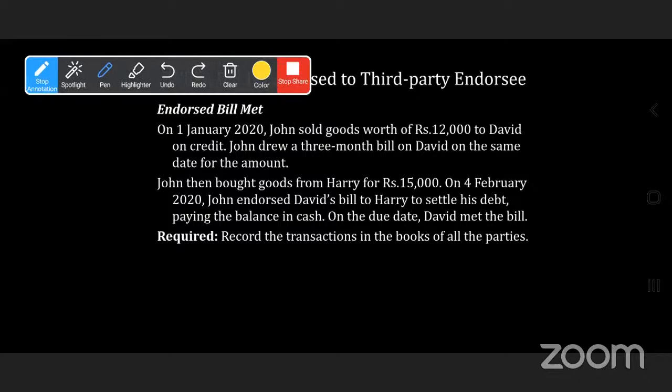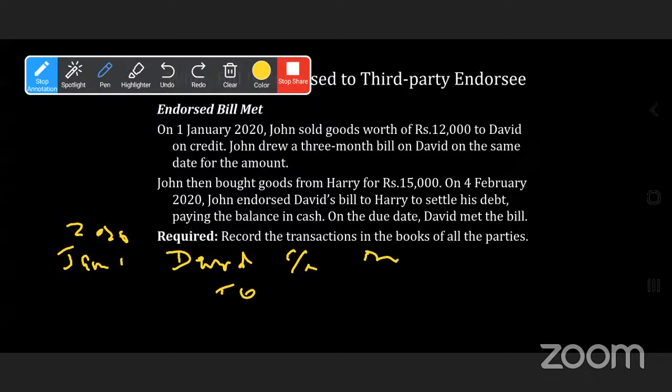Now, 1st January 2020. What is the entry you have to make? David account debited to sales account, being goods sold on credit, 12,000.